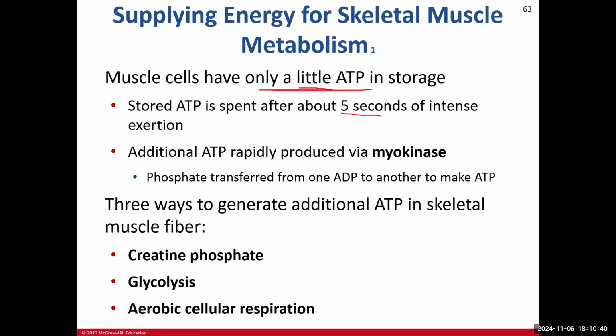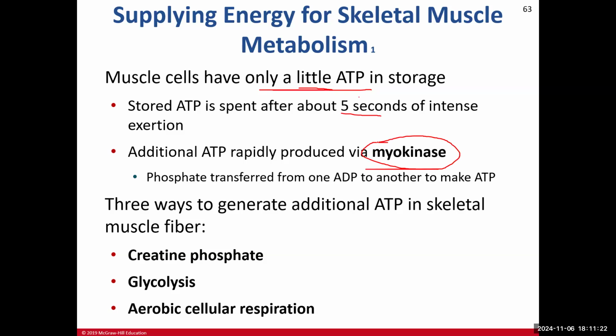We're going to go through how we utilize the stored ATP, and then talk about how we make additional ATP. In order to talk about that, we need to talk about this very special enzyme called myokinase. When you see myo, you should be thinking of muscle. Kinase is an enzyme, because anytime you see ASE at the end of a word, you should be thinking enzyme. And a kinase is an enzyme that likes to take phosphate and plop it onto things. It'll attach phosphate to something. And we're going to see that in our muscle cells.